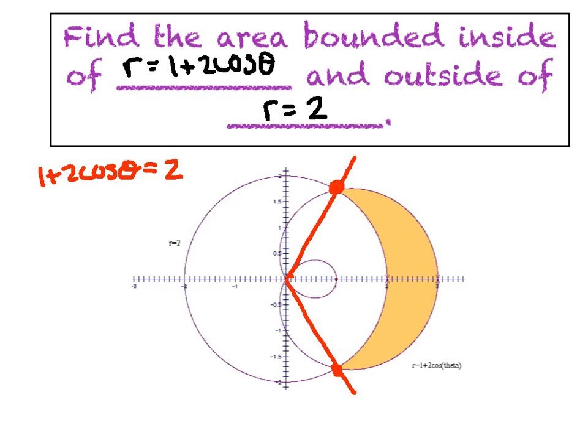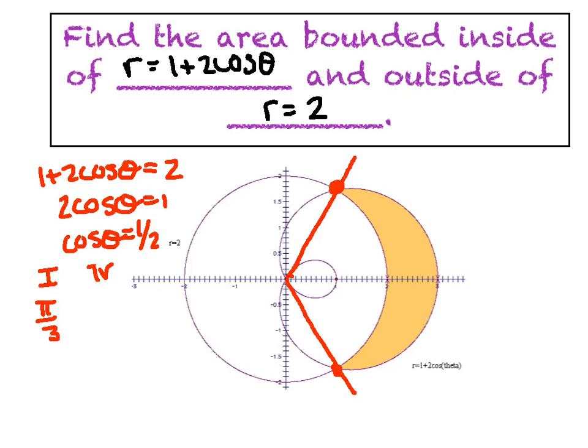We'll subtract the 1 over, and divide by 2. And when does cosine equal 1/2? Once in the first quadrant at pi over 3, and then once in the fourth quadrant at 5 pi over 3. So that first intersection is pi over 3, and this one down here is 5 pi over 3. Okay, so those are the two intersections.